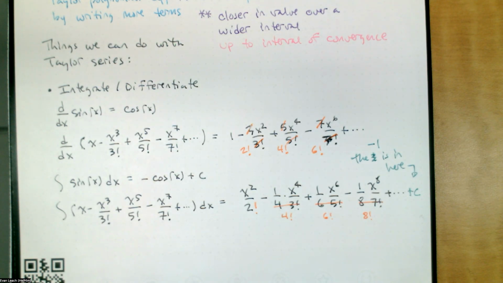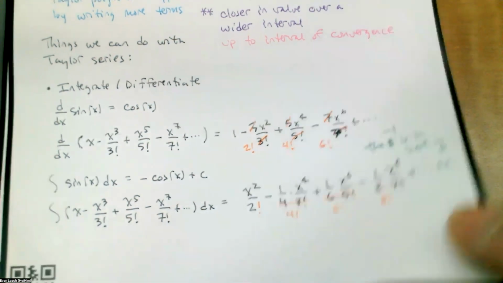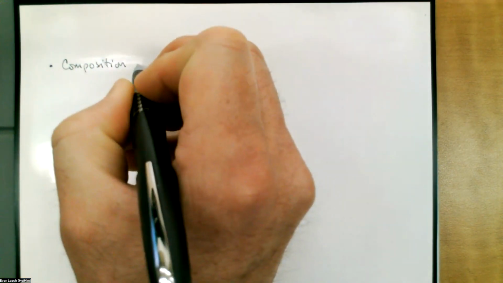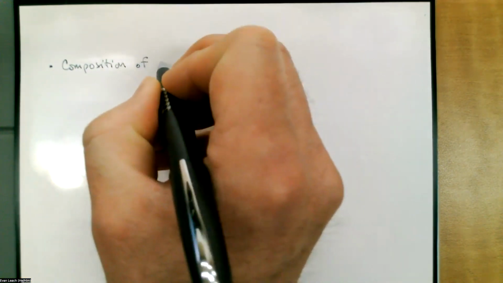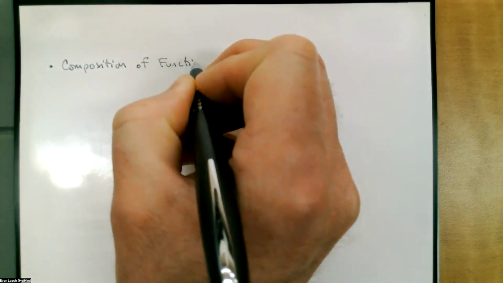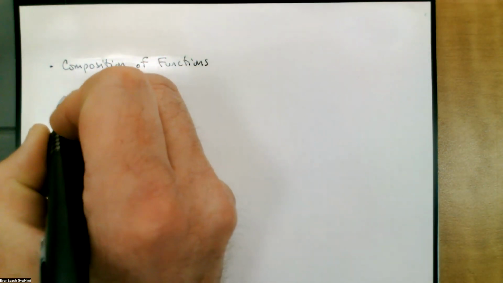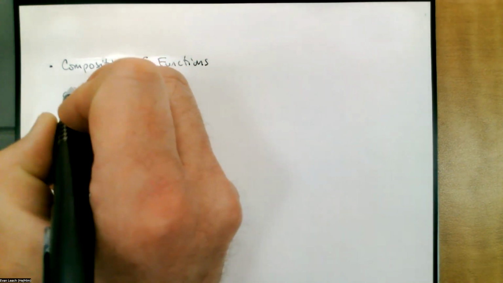Number 2 thing that we can do that we did yesterday was we can perform compositions. We can use Taylor series in compositions. So if I want the Taylor series for e to the negative x squared, let's put it this way.